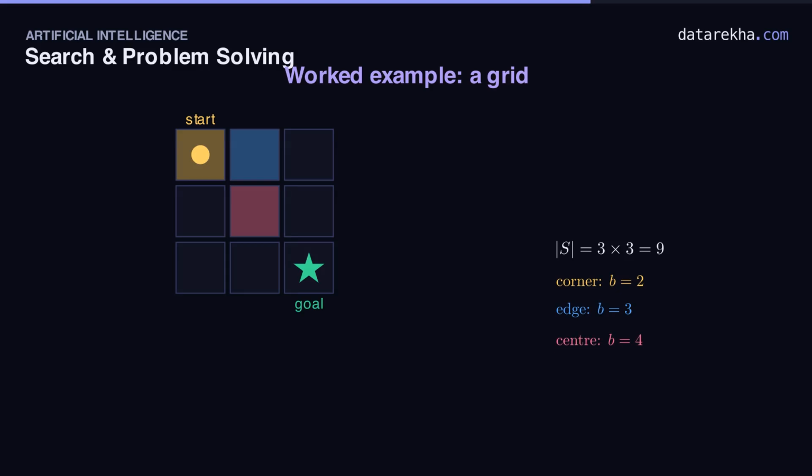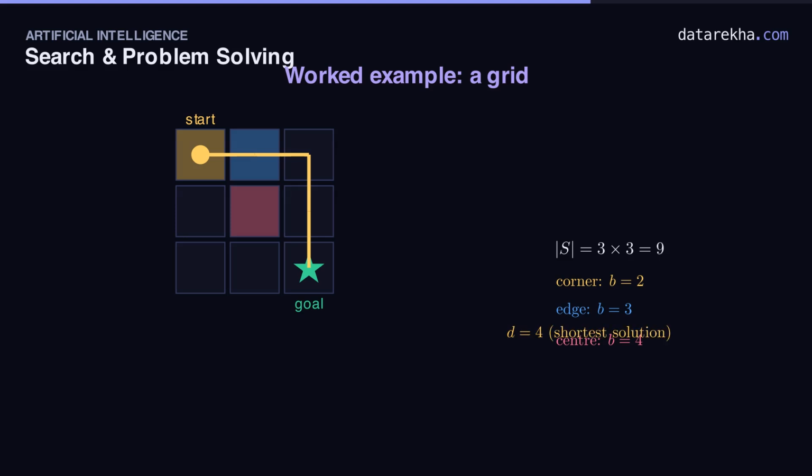But watch the branching factor change with where you stand. In a corner like 1-1, only 2 moves are legal. On an edge, 3. In the dead center, all 4. On average, call it about 3. The shortest route needs 4 steps, so the solution depth D is 4.